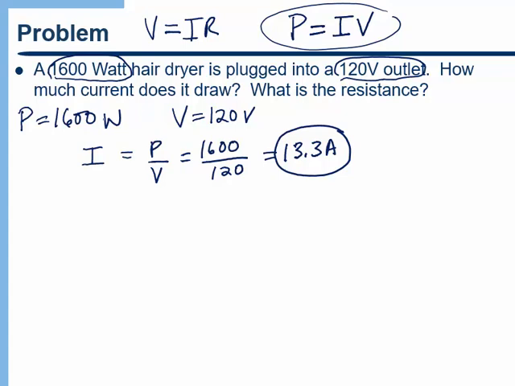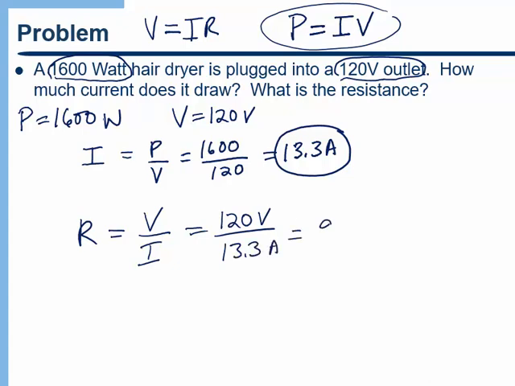By the way, that's a pretty significant current. Something like a hairdryer, toaster oven, anything that heats things uses a lot of current. Once we've got that, we can calculate the resistance. R is equal to V divided by I. And so we would take 120 volts, divide by the current of 13.3 amps, and we would get 9 ohms.